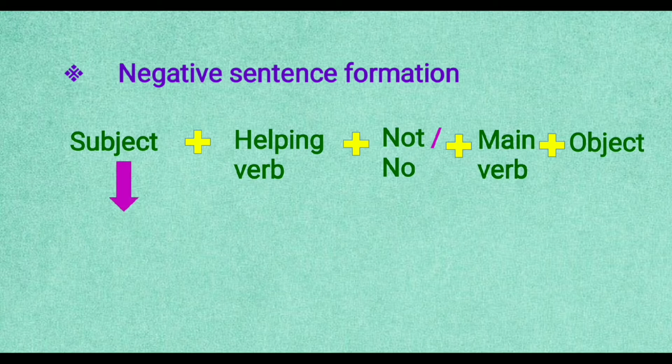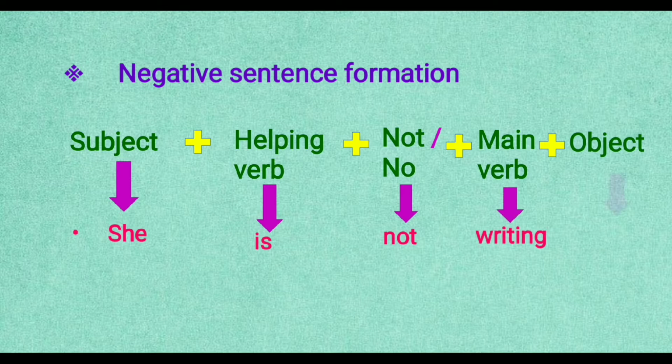So let's see the example with this pattern. She is a subject, and a subject is a doer part, action part of the sentence. So she is a subject. As we know, is is a helping verb. With is, we already learnt that not is there. Main verb is writing and filling the blanks. She is not writing, filling the blanks is the sentence. So this is the way we make a negative sentence. This is the formation of the negative sentences.